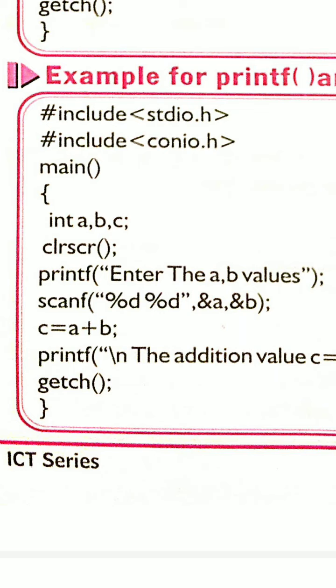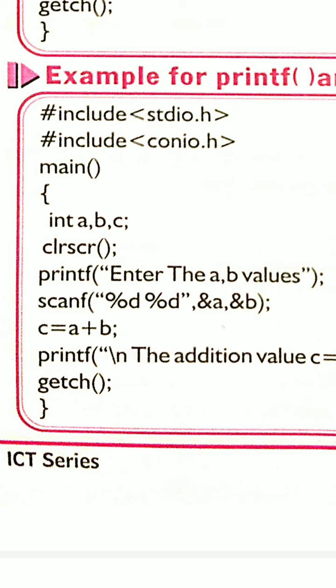When you are using printf and scanf, then you have to use this header file stdio.h. And next is the console input output header file, conio.h, with clrscr and getch. When you are using these two functions, then you have to compulsorily include the conio.h header file. Here they are declaring three variables a, b, c.